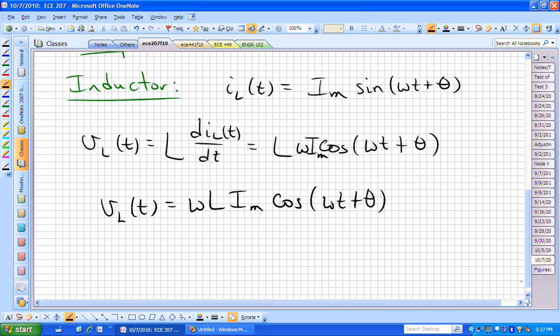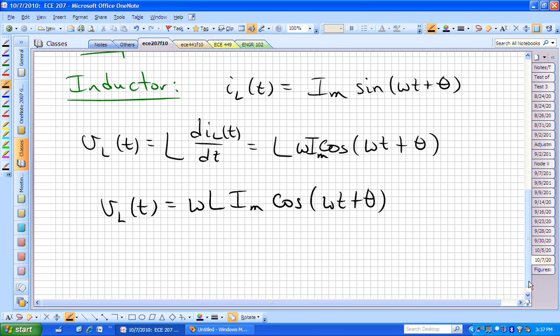If we have a sinusoidal current flowing through an inductor, the sinusoidal voltage across that inductor will be related to that current in this relationship. One's a sine and one's a cosine, for example, but the voltage has now been scaled in magnitude by an amount proportional to the frequency of oscillation and proportional to the inductor L.